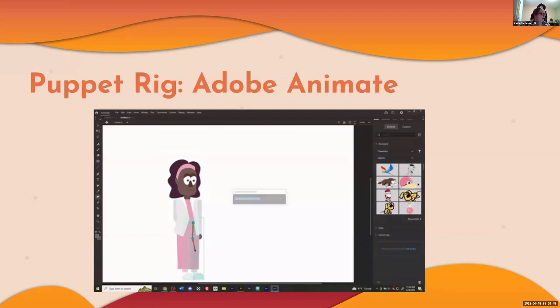This is an example of how I will be making the animation post-graduation. This is an example of the character rigs. This is what is called a puppet rig, where you take joints from a software and apply them to a drawing, and you're able to animate it.